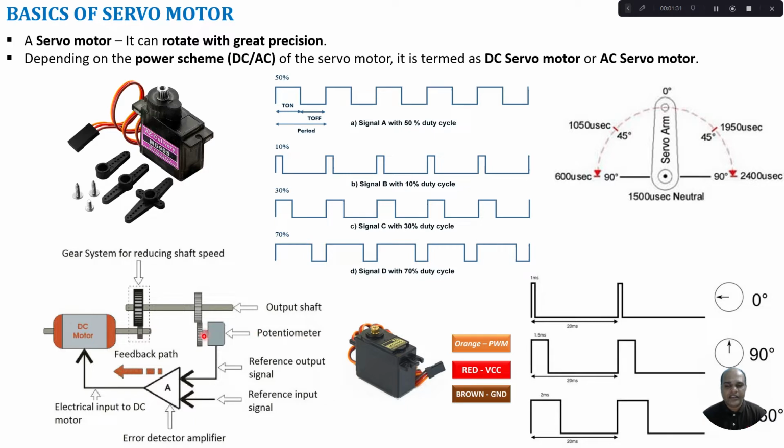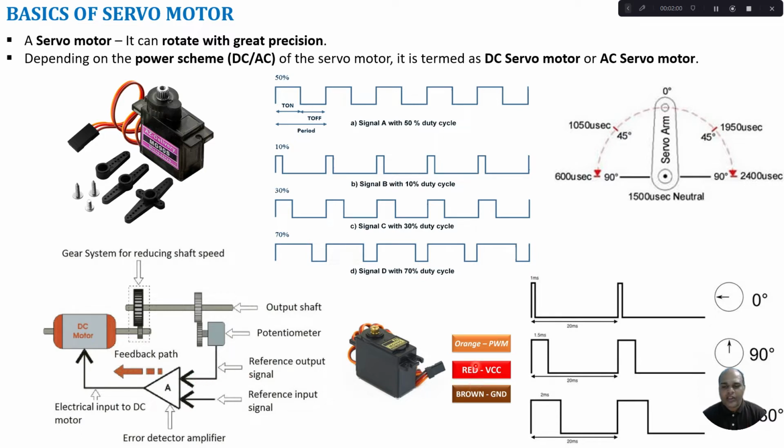Then this signal, the sensor output, is compared with your reference input signal and an error signal is generated. This error signal is used to vary the electrical input to the DC motor. Thereby the shaft will go to the desired position and it will stop there. Since it is a closed loop feedback system, precise positioning of the shaft is possible.